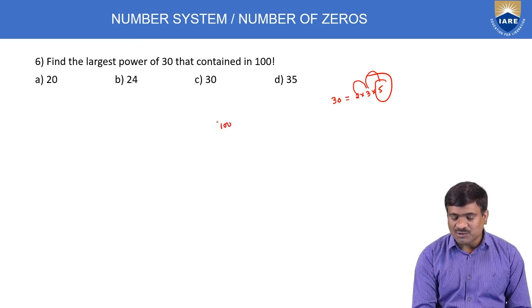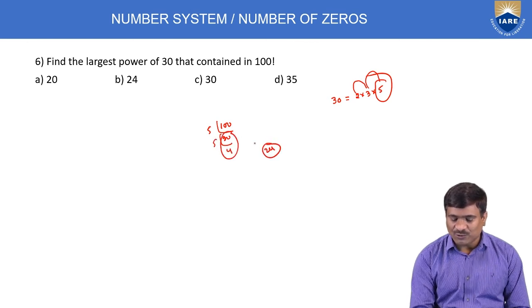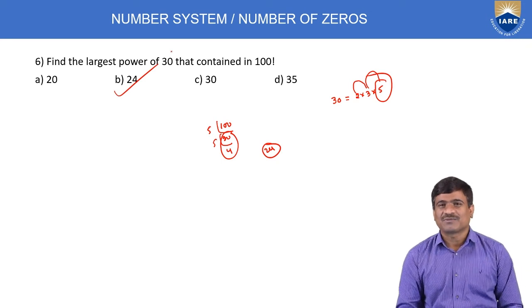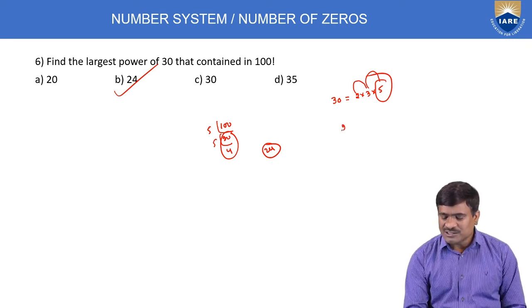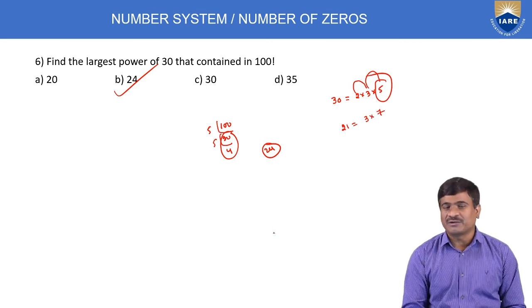Therefore, divide 100 by 5. Here the method is 5 into 20. Next, 5 into 4. The sum of the quotients is 24. Option B is the only correct answer. Similarly, for the largest power of 21, convert 21 into prime factors, 3 into 7. Divide by 7, and that is our answer.